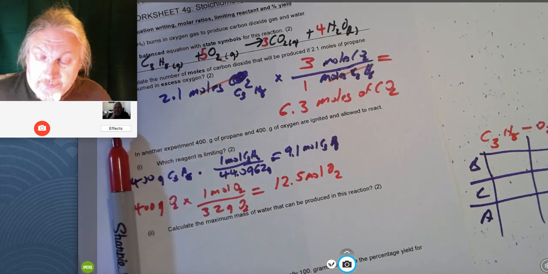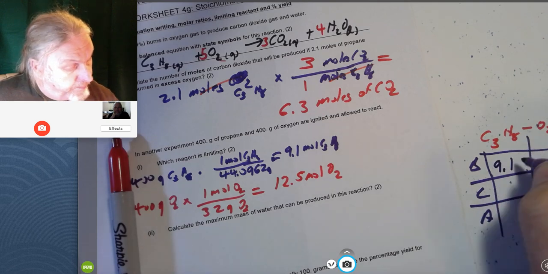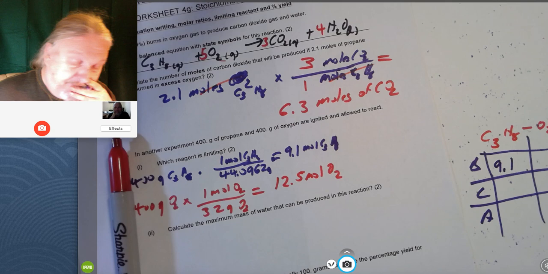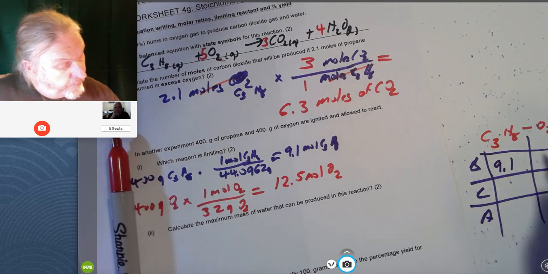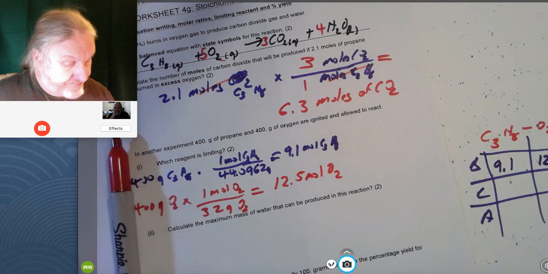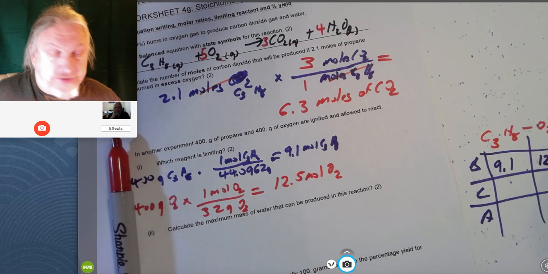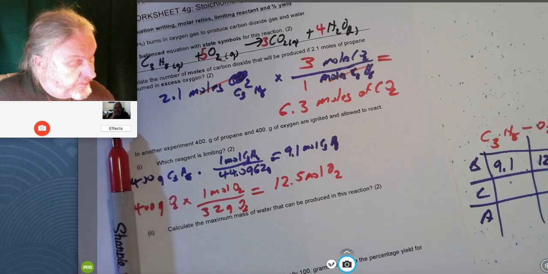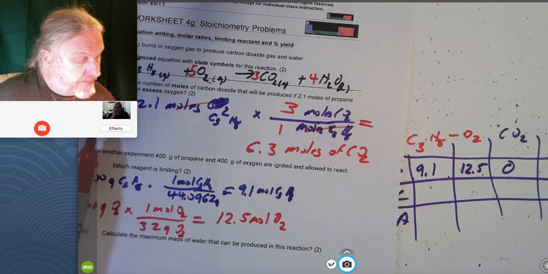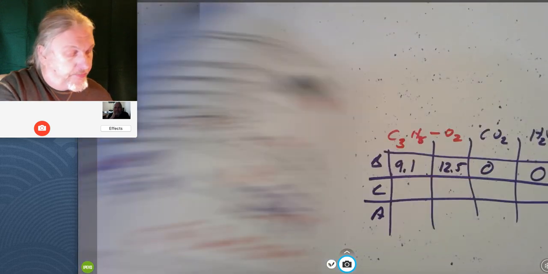So we're going to put what we've got in there, and then we're going to reason through it. Before the reaction, I've got 9.1 moles of C3H8. Before the reaction, I've got 12.5 moles of oxygen. I have 0 moles of CO2 and 0 moles of water because the reaction has not taken place. That's what we mean by that. Let's move this out of here.